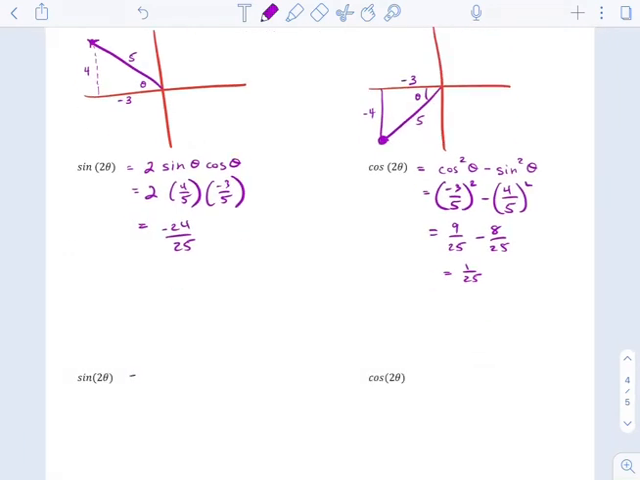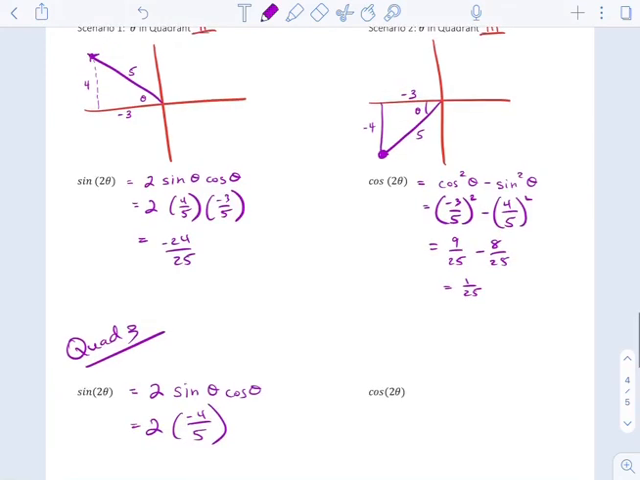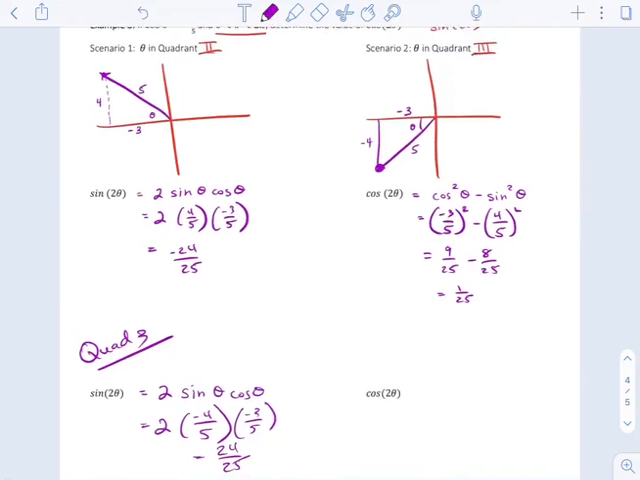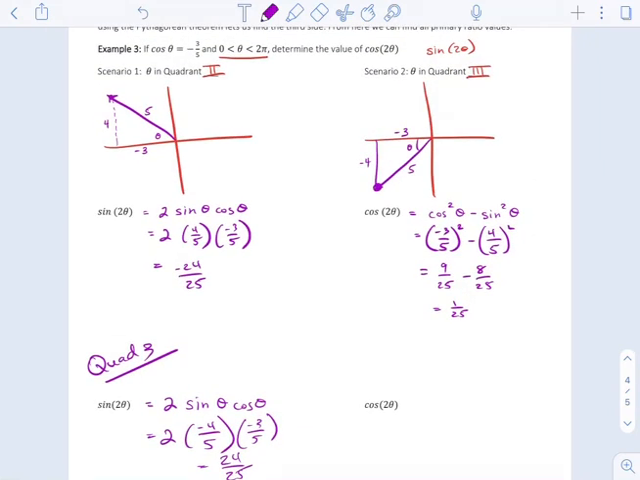So let's do the same thing here. This is for quadrant 3. The one above was for quadrant 2. We're doing sine theta, cos theta. Sine in this case is negative 4 over 5, right, for quadrant 3, that terminal arm on the right. Cos is still negative 3 over 5. So when I work through this one, we get positive 24 over 25. So that's a possibility for double angle.